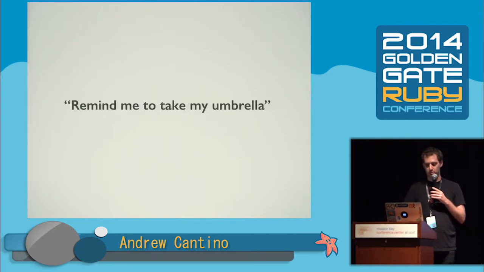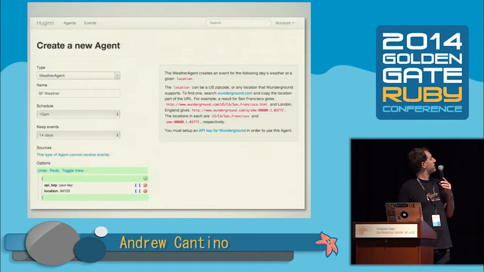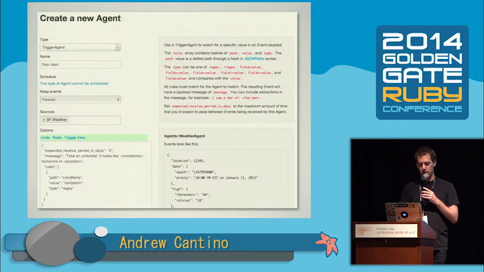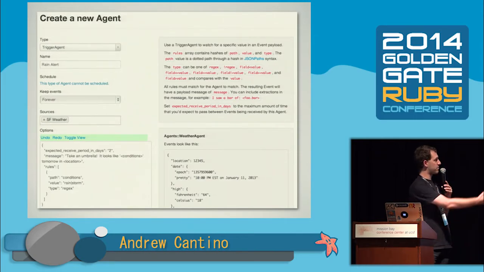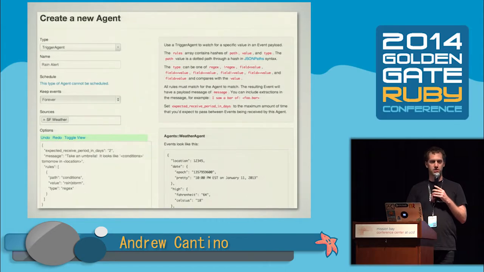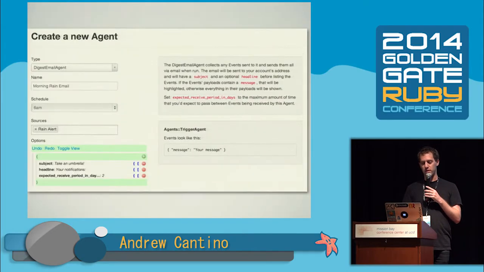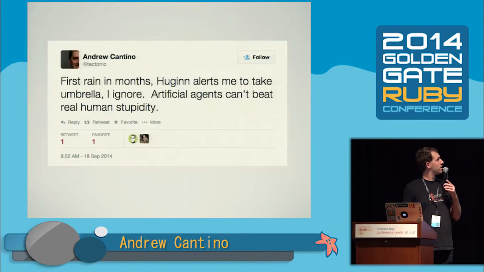Two very quick examples. Remind me to take an umbrella if it's going to rain tomorrow. Okay, so I make a new weather agent. I tell it where I am, and I give it an API key for Wunderground. I wire it up to a trigger agent, and I say in the JSON that's coming back from the weather agent, check the conditions field looking for rain or storm with a regular expression, and if so, emit a new event, which in this case just goes to an email agent that sends me an email at 5 a.m. So it works, but you know, if you don't check your email, it doesn't really help you.